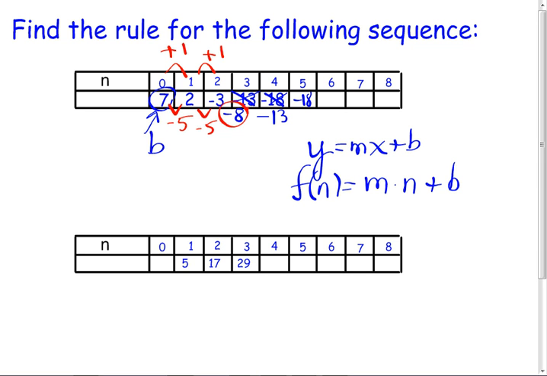Okay, so guess what m is? M is the negative 5. B is the 7. So what's the rule? What's this rule here? It's going to be negative 5 times n. If you want to use x, I don't care. Generally speaking, we do sequences. We use m's and n's. And we're starting plus 7.